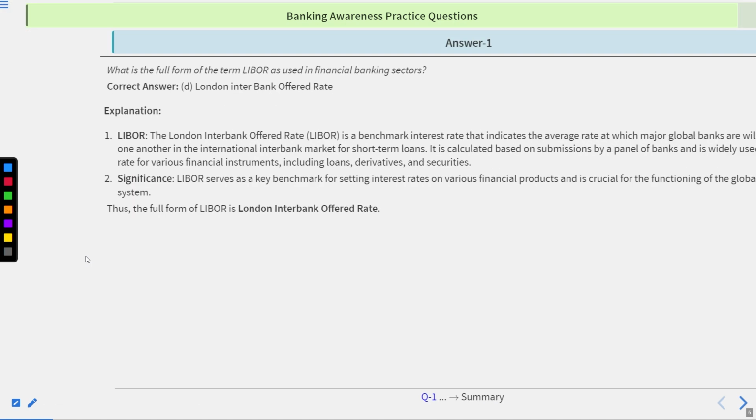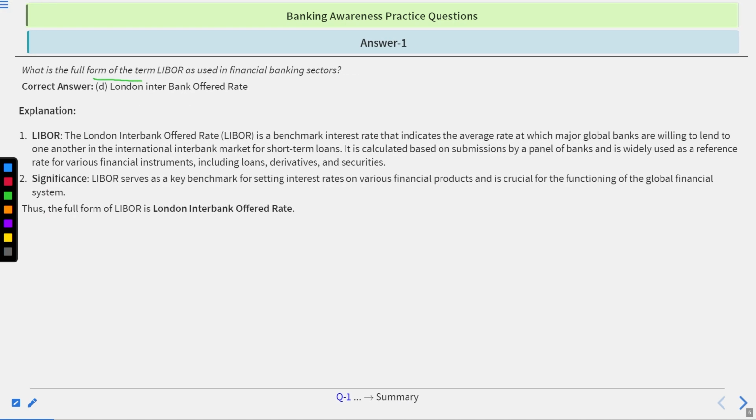Okay, the time's up. The correct answer of this is D, London Interbank offered rate, LIBOR. The explanation is, the London Interbank offered rate is actually a benchmark interest rate that indicates the average rate at which major global banks are willing to lend to one another in the international interbank market for short-term loans only. It is calculated based on submissions by a panel of banks and is widely used as a reference rate for various financial instruments, including loans, derivatives, and securities.